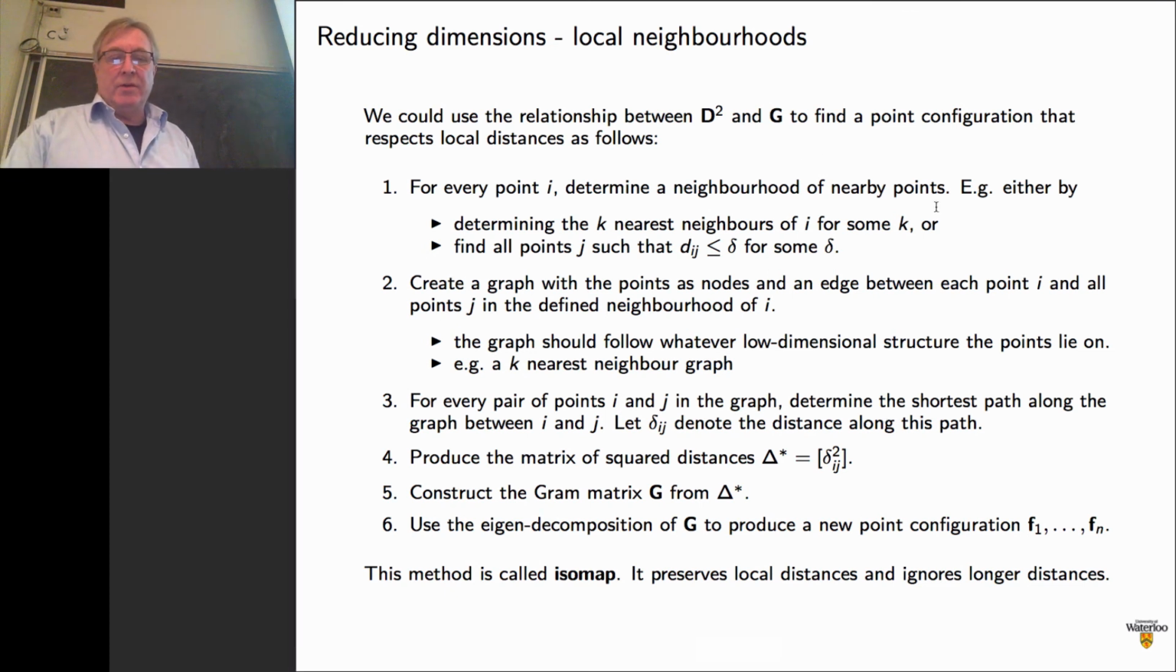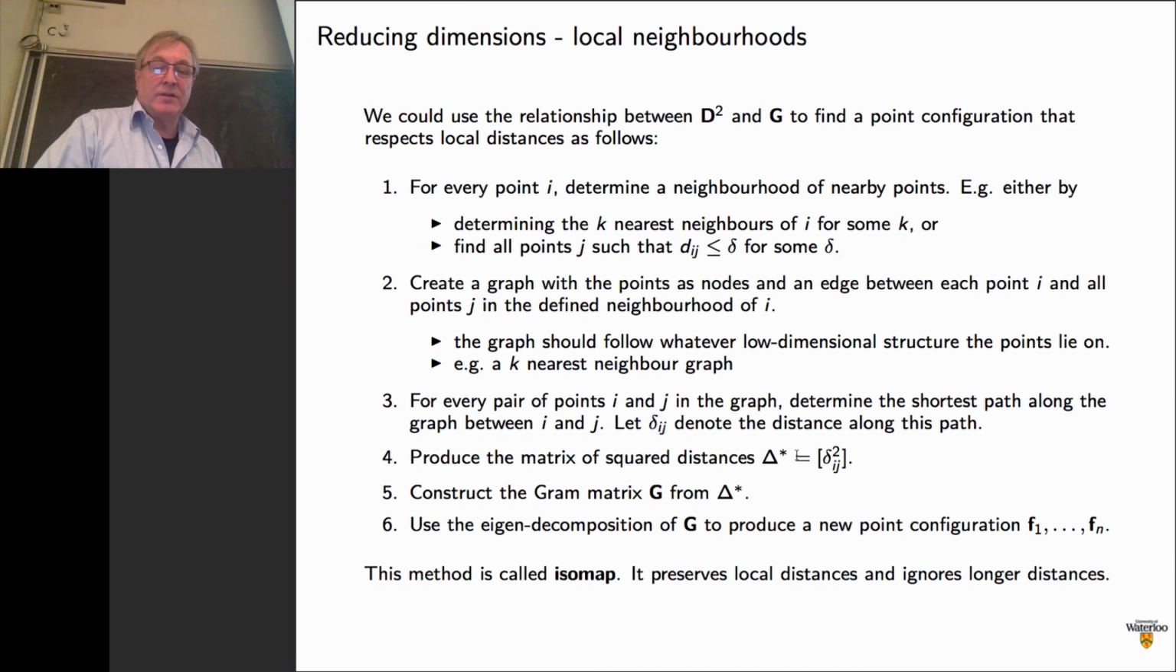So for every point, you determine a neighborhood of the nearby points. There are a variety of ways you might think about doing that. I said k nearest neighbors, or everybody within some fixed distance from that point. Create the graph with the points as the nodes and an edge between each point if they're in the neighborhood of that point. And then for any points i and j in the graph, we define this distance, delta ij, to be the distance along the shortest path between those two points.